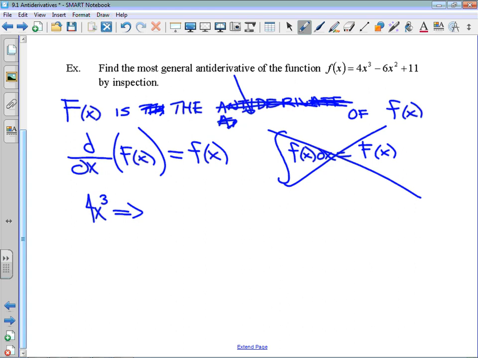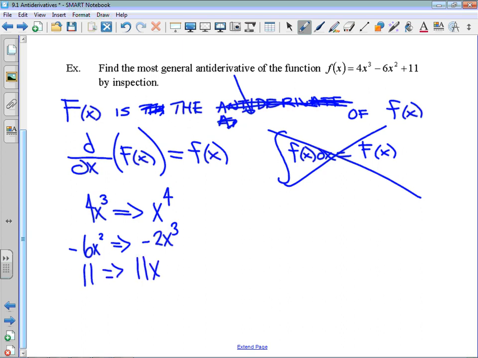And hopefully through the chapters that we've worked at, we recognize that that would be x to the power of 4. For negative 6x squared, the antiderivative of that is negative 2x cubed. And for positive 11, the antiderivative is 11x.